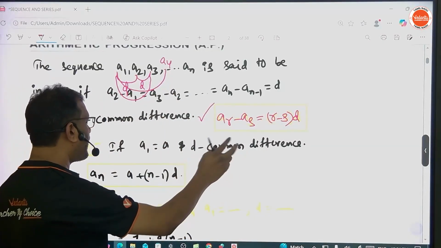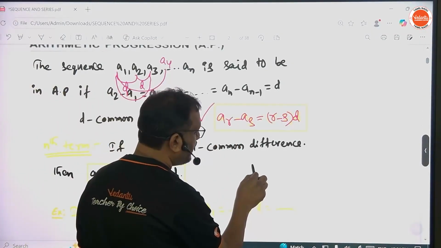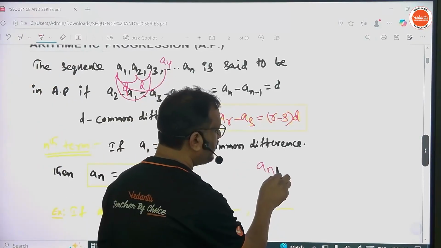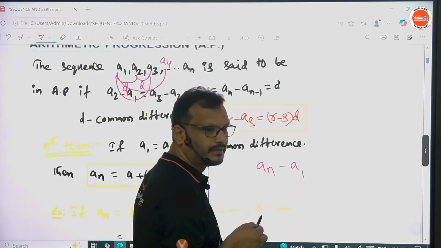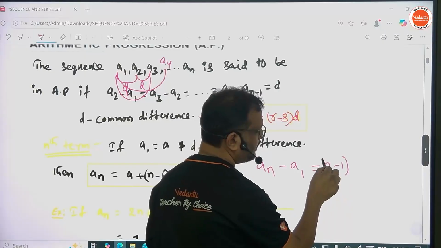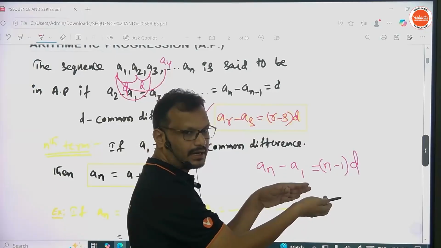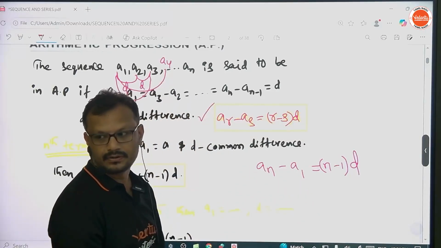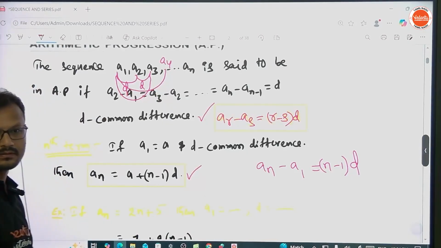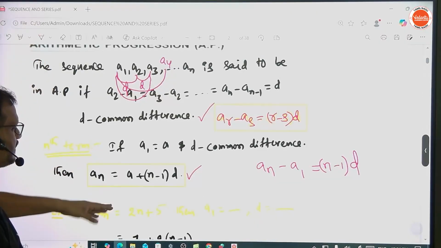The same way, according to this formula, if you have the nth term and the first term A1, what is the difference of these two? N minus 1 into D. So finally, An equals what? A1, the first term, plus n minus 1 into D. So A plus n minus 1 into D, where A1 is A here. Fine. So generally, nothing much is there in this.